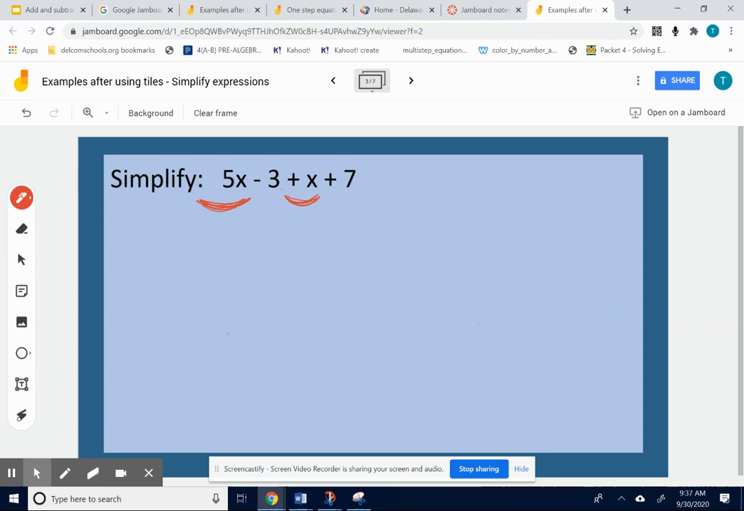Okay, so I need to combine 5x plus x. Keep in mind, the coefficient is understood to be a 1 right there. X is just really 1x. Okay, so we just need to add 5x and 1x together. Okay, add 5 and 1, which is 6, and put an x with it. So that's 6x.